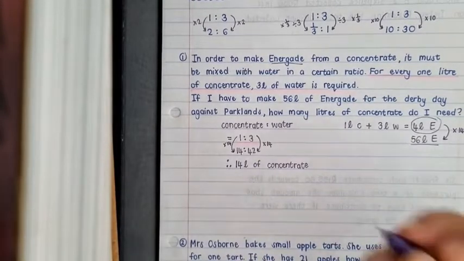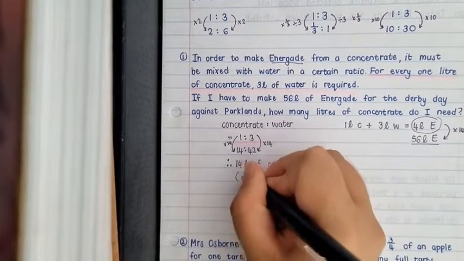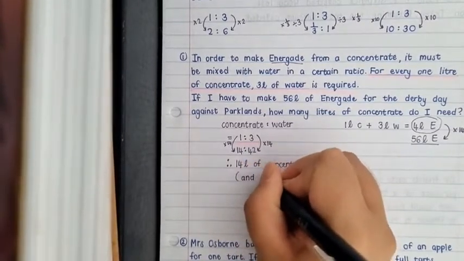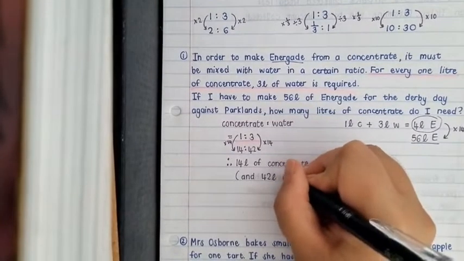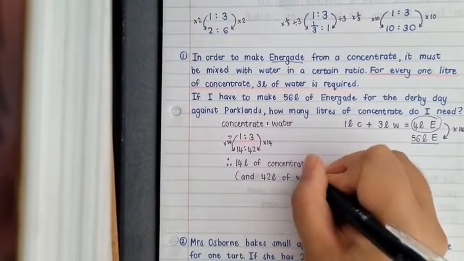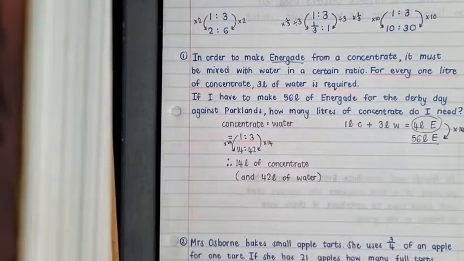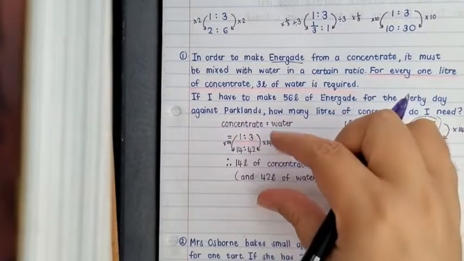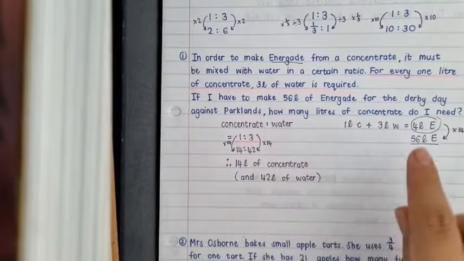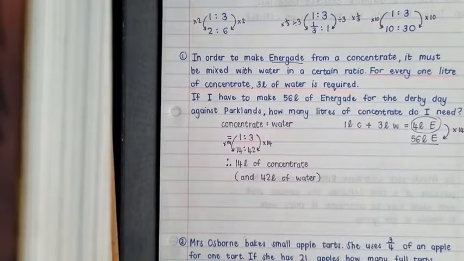That is if they asked. All right, I'll just put that in brackets. You don't have to write this down. It wasn't a part of the question, but they could have asked that as well. So 14 liters of concentrate and 42 liters of water. Does that make sense? If you add 14 and 42 together, 14 plus 42 is 56. All right, that does give us the number of liters of Energade that they are asking for.